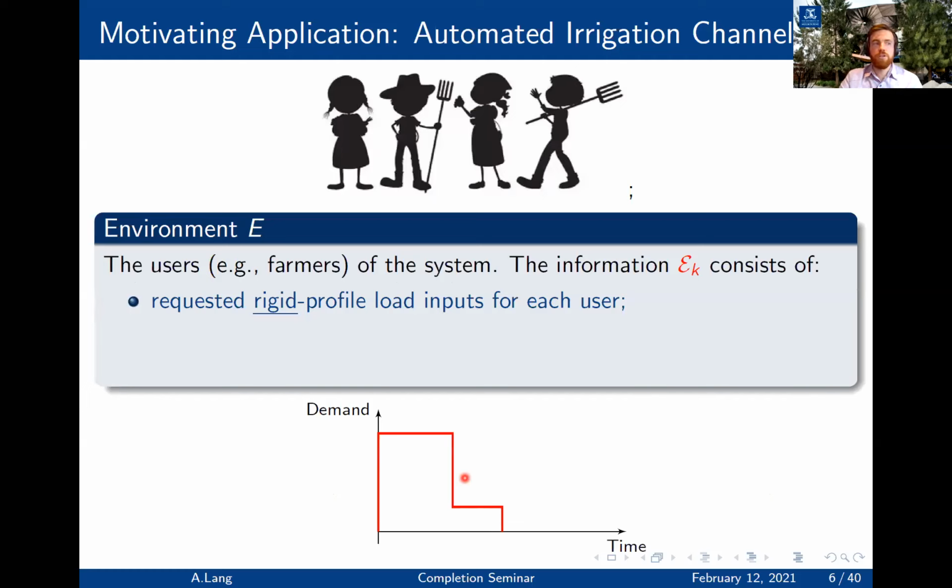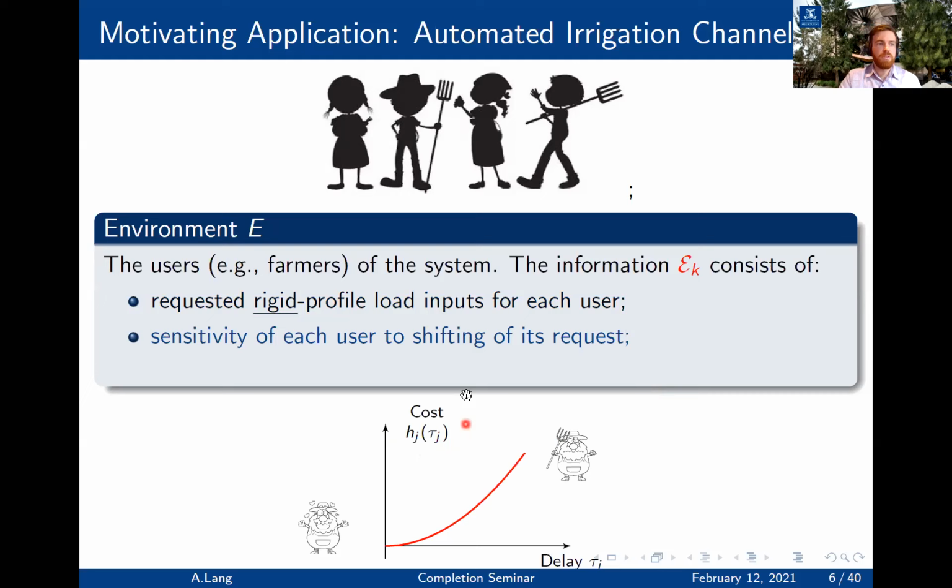So in this application, the operating environment is the users of the system. For example, the farmers that request or take water through their outlets. So the information that the scheduler knows about the environment consists of a rigid profile load input for each user. And that is, the farmer will only take flows that adhere to this flow shape. So this might be an example of what a farmer requests, and they can only take something that adheres to this shape, which means that the flexibility for the scheduler is that they can only shift these orders in time. They can't change the shape of them.